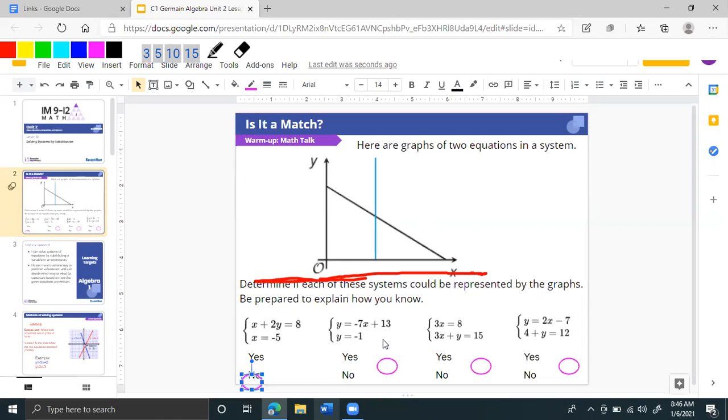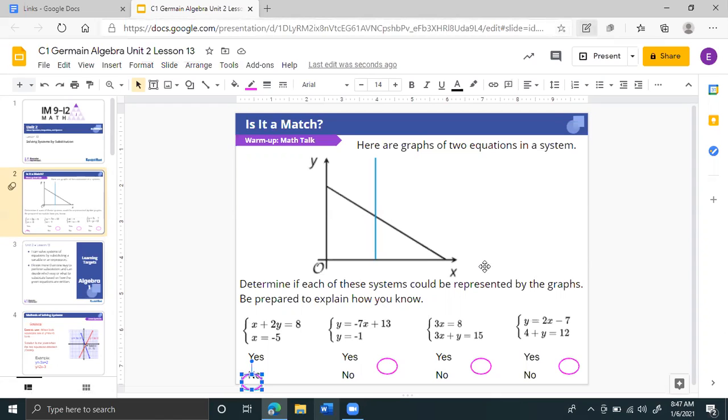So this guy is not going to be a representation because when you draw this second equation here, it's going to be a horizontal line, not a vertical line. Also, it's a negative number, so it's going to be below this axis down here. Two reasons why this guy would not work. Okay, so this guy is a no.